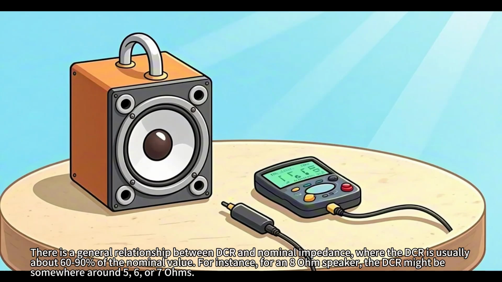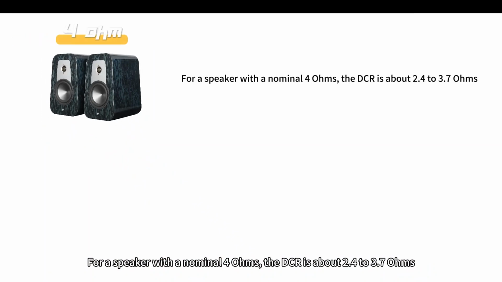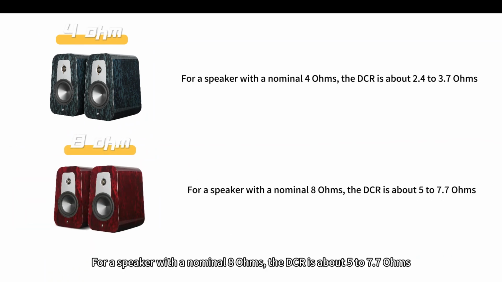There is a general relationship between DCR and nominal impedance, where the DCR is usually about 60 to 90% of the nominal value. For instance, for an 8 ohm speaker, the DCR might be somewhere around 5, 6, or 7 ohms. Although a multimeter cannot measure AC impedance directly, you can still use it to roughly estimate whether the nominal impedance is reasonable based on the DCR. For a speaker with a nominal 4 ohm, the DCR is about 2.4 to 3.7 ohm. For a speaker with a nominal 8 ohm, the DCR is about 5 to 7.7 ohm. The data provided should be used only as a rough reference.